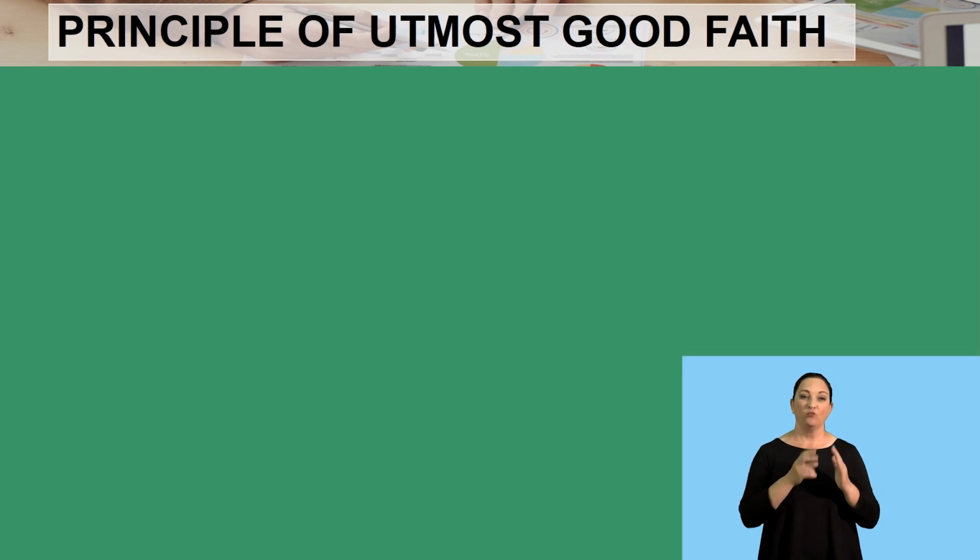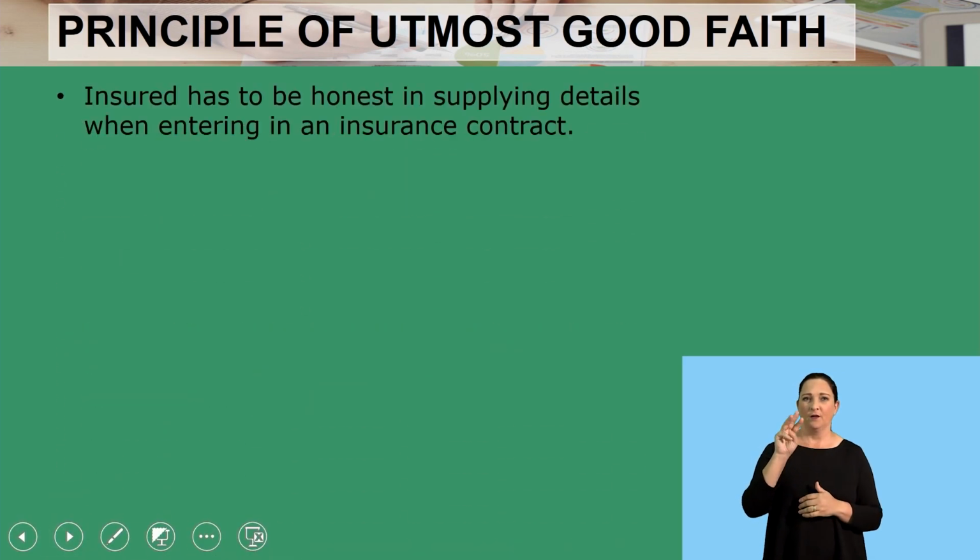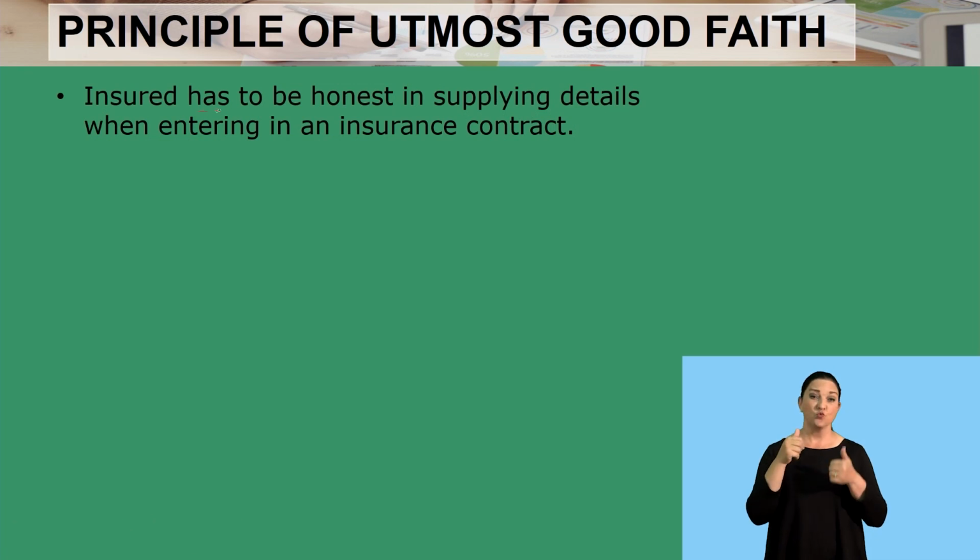Now, the principle of utmost good faith, what does that principle say? The principle says the insured has to be honest in supplying details when entering an insurance contract. So this is to say, in a process of entering an insurance contract, the insured has to provide all relevant details that will affect the risk and that will determine the premium, which is the cost of insuring whatever asset that the insured wants to cover. So they need to be honest to say, this is what I'm going to be insured for.